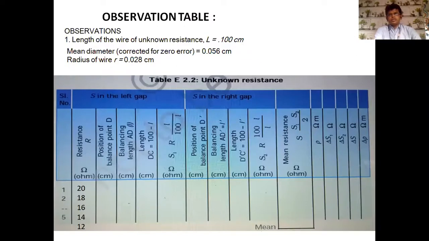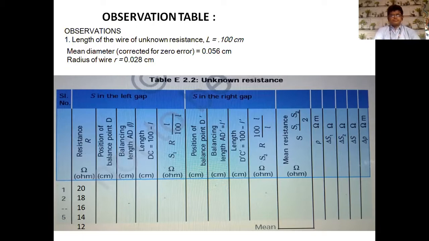Now this practical has a table. Starting the observations, first we want the length L of the unknown resistance wire from the meter bridge. It is 100 centimeter. After that we find the diameter of the wire, approximately 0.056 centimeter. So the radius of the wire, small r, is equal to 0.028 centimeter. Sometimes this value is given by the examiner at exam time.